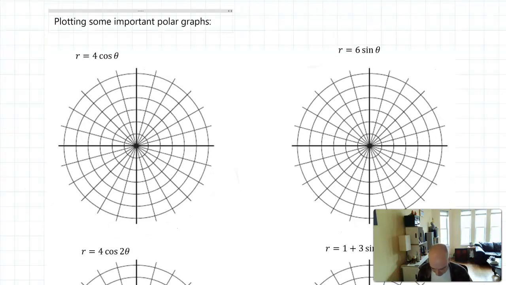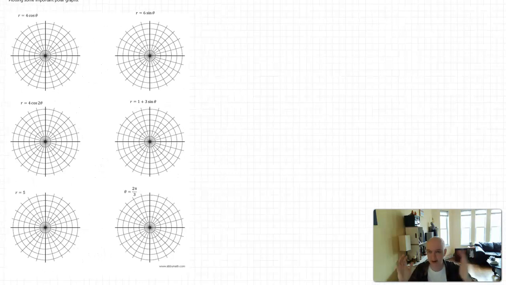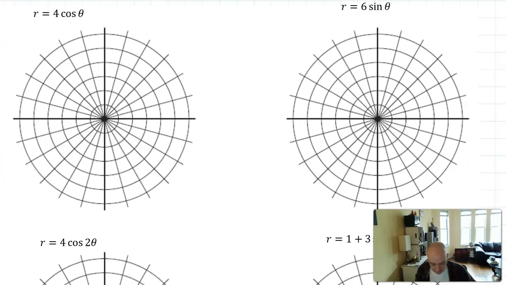So I have chosen 6 graphs that will fit exactly on one of these nice 3 by 2 polar grids. So if you have a printer and you'd like to take notes with these printed out, I would encourage you to just take a second and print this out right here. If you don't have that, you can do it in any old notebook. That's totally fine. It just might be a little easier if you have the grids.